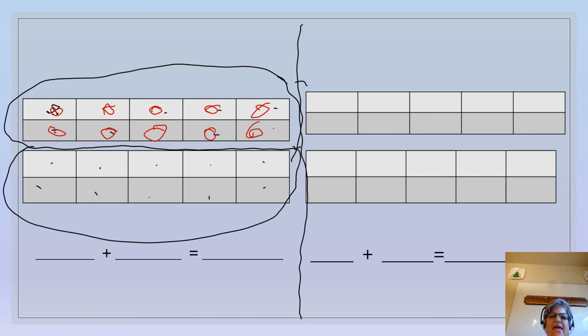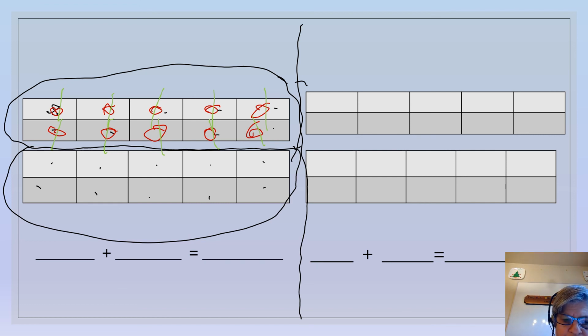Now, if I have a dot in every square in the 10 frame, how many dots should I have? Most of you know this, but let's think for those that don't. Okay, I have 10 squares there. Each square has one dot. So I should have 10 dots. I'm going to show you. Let's count. 1, 2, 3, 4, 5, 6, 7, 8, 9, 10. So if you have drawn a circle in every single square in the 10 frame, you have 10 dots.